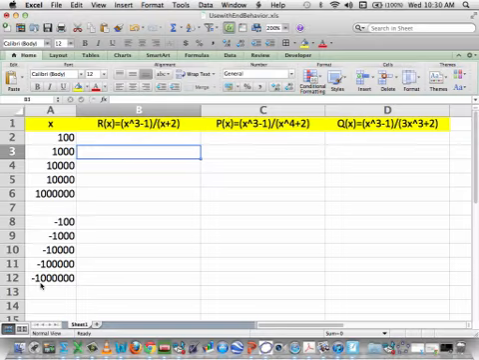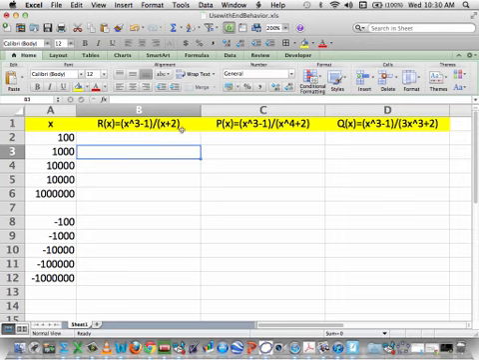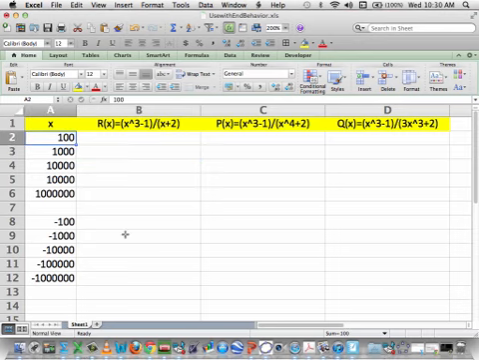So to kick off this discussion about end behavior, we're going to look at three different rational functions, which I have labeled here in columns B, C, and D as R, P, and Q of x. You have x cubed minus 1 over x plus 2, x cubed minus 1 over x to the fourth plus 2, and x cubed minus 1 over 3x cubed plus 2. We're going to start to plug in values of x that are getting larger and larger into this function, and we want to see what kind of y values come out. And we'll do the same thing for x values that get big in a negative fashion.